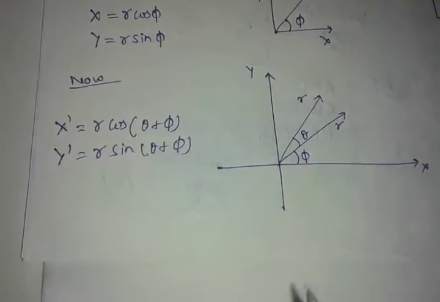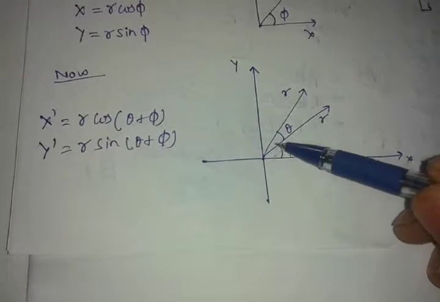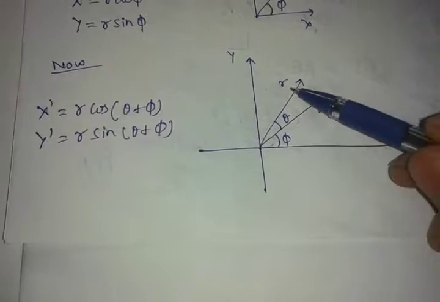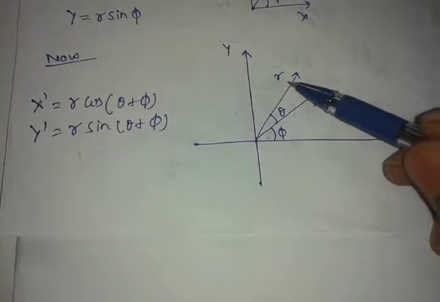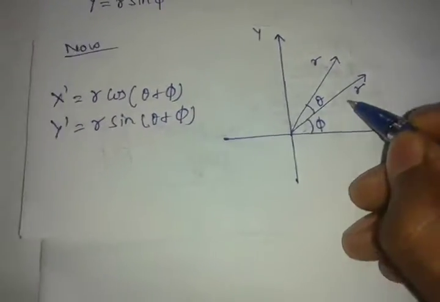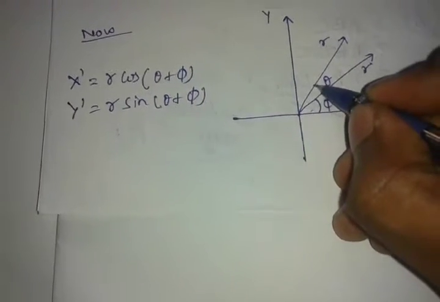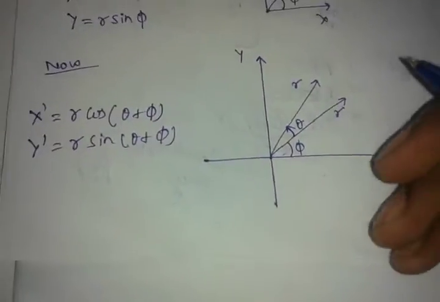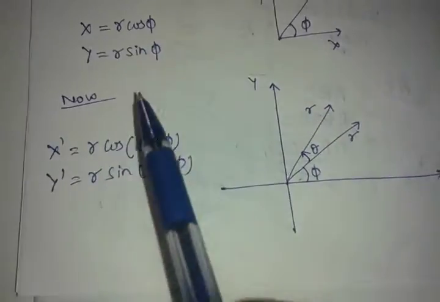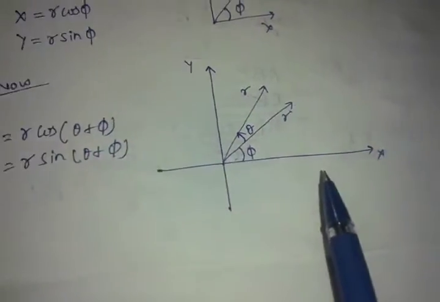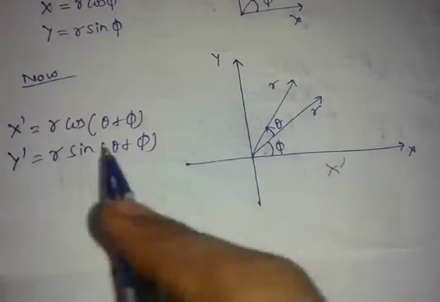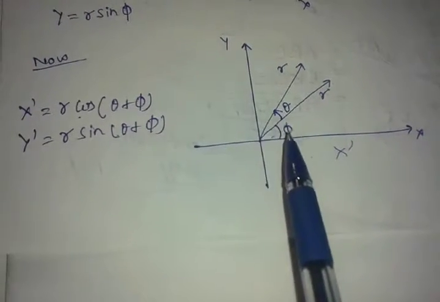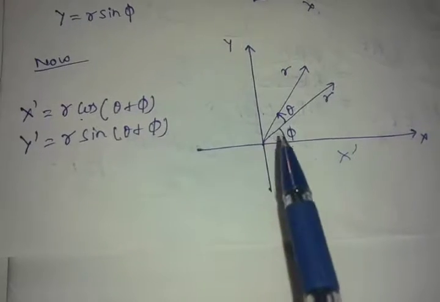Again we take one r, that is this, and another r, that is this. Both are the same distance. This is the initial position and this is the final position. It means this line is rotated through a theta angle after it had rotated phi angle. So x dash will be r cos(theta plus phi), and y dash equal to r sin(theta plus phi).